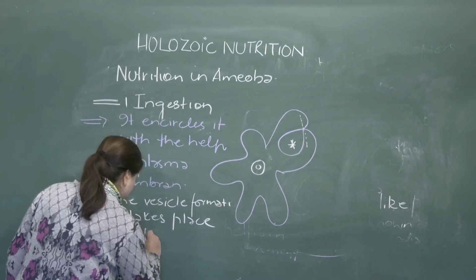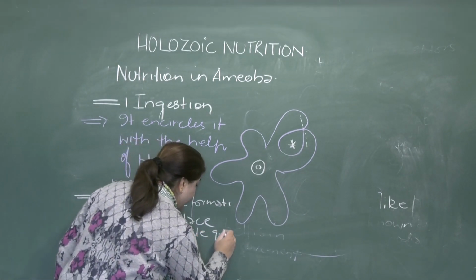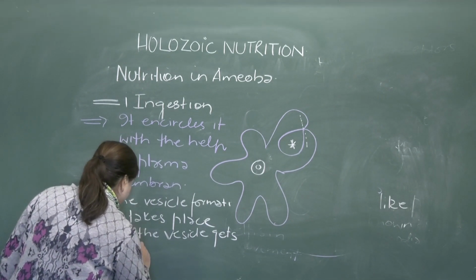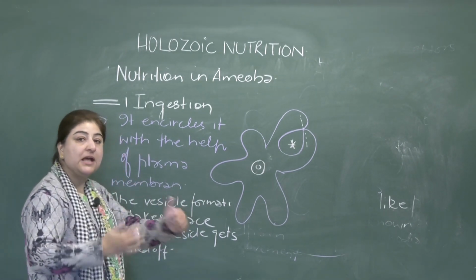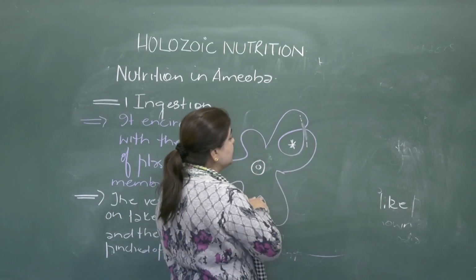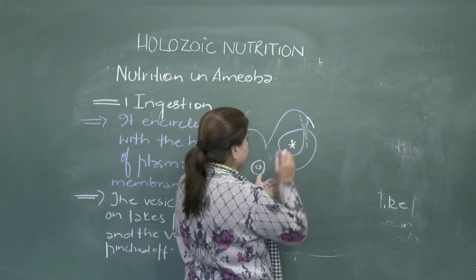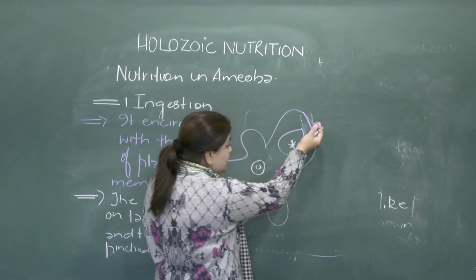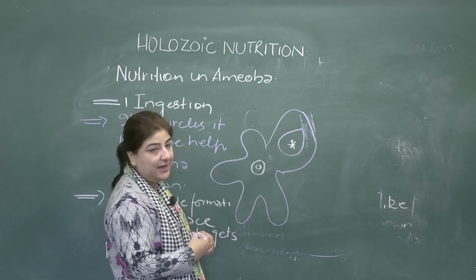The vesicle gets pinched off, and the plasma membrane fuses again. Now we can see here, this vesicle gets pinched off. Once it has pinched off, it is inside the amoeba, inside the cytoplasm.